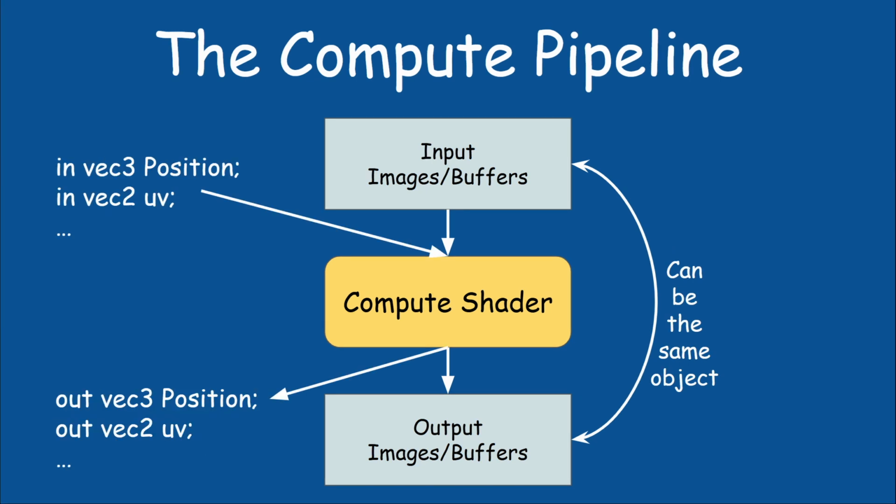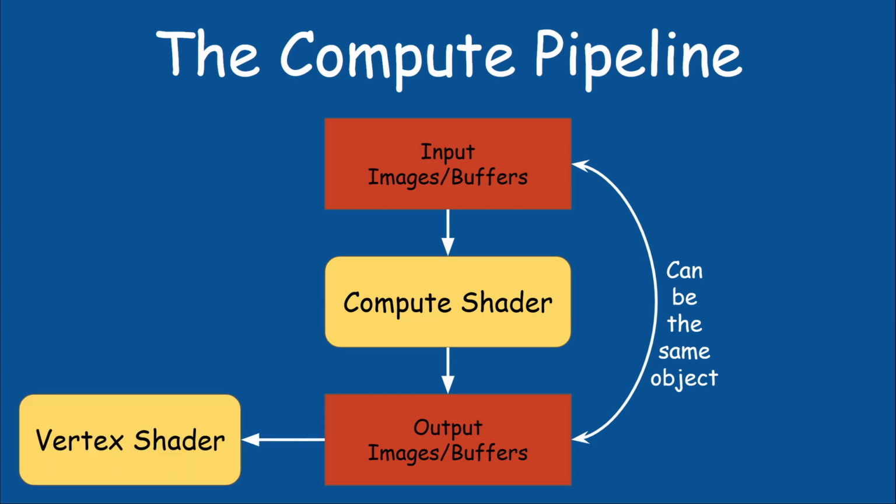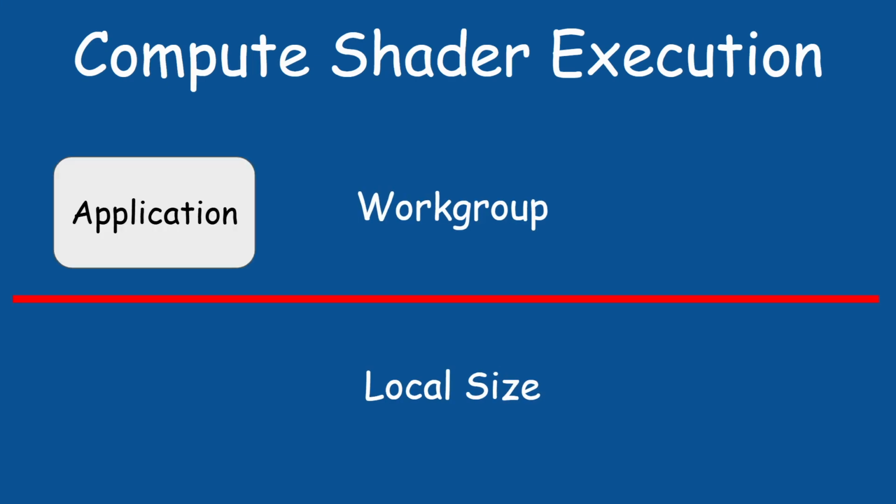Another difference compared to the graphics shaders is that the compute shader doesn't have user input and output attributes. Instead, it can read from and write to images and buffers at any offset. These resources can then be used to drive rendering. To understand the execution model of the compute shader, we need to introduce two concepts, the workgroup and the local size. The workgroup represents a single execution of the compute shader from the application point of view.